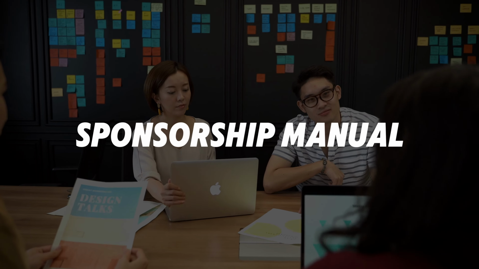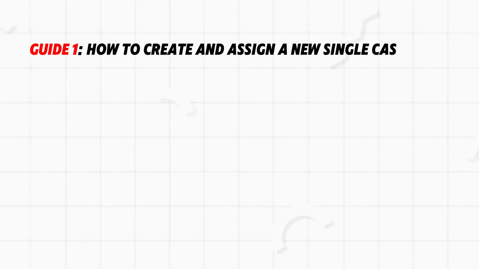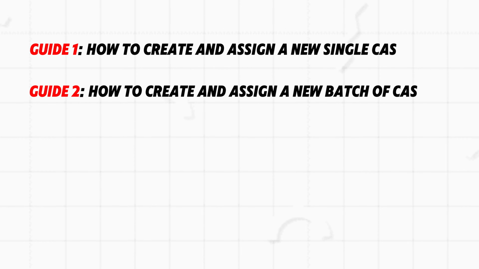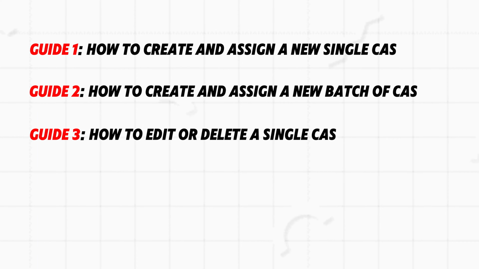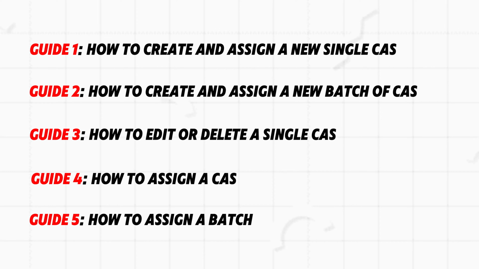In this video, we will discuss part 4 of the sponsorship manual. We will discuss how to create and assign a new single CAS letter, how to create and assign a new batch of CAS letters, how to edit or delete a single CAS, how to assign a CAS having created it earlier, and how to assign a batch.